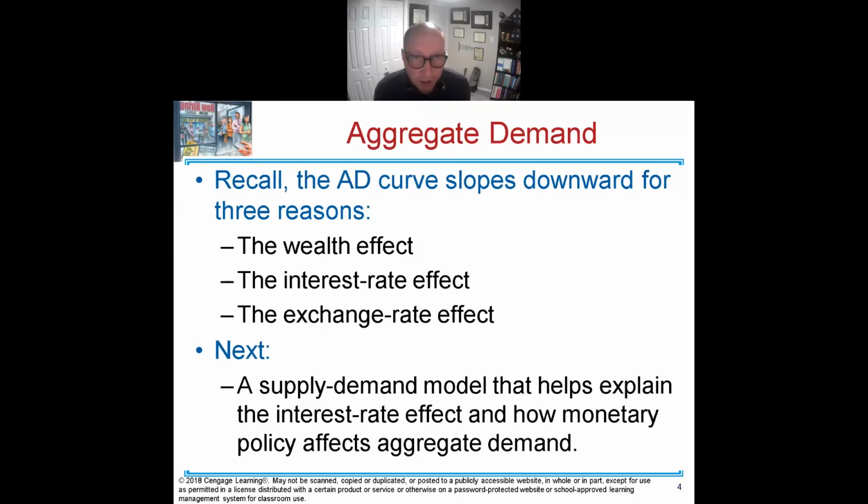When we talked about aggregate demand, we know that it's downward sloping to the right, and it's because of the wealth effect, interest rate effect, and exchange rate. Now remember, the wealth effect has to do with consumer spending. Your purchasing power is your wealth. It's not based off of the amount of money you have sitting in the bank. It's based off of your ability to spend that money. That's wealth.